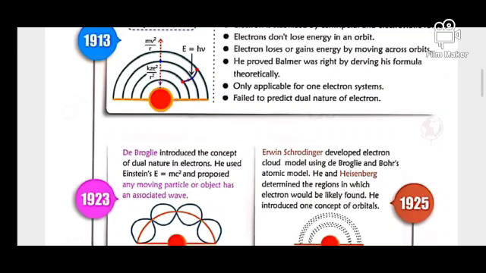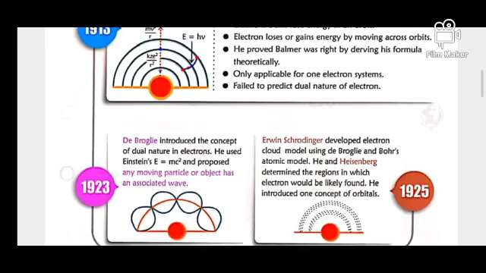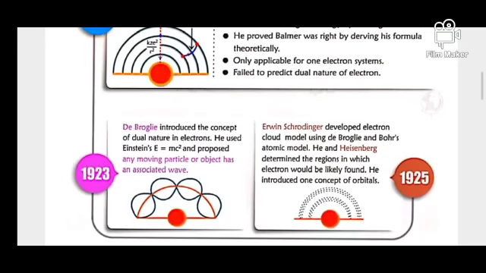But some years later, around 1913 to 1923, after 10 years, another scientist named de Broglie introduced the concept of the dual nature of the electron, and he proposed that if E equals mc squared, then it occurs. He also proved that electrons have dual nature. That means the electron has dual properties: a wave property and a particle property.